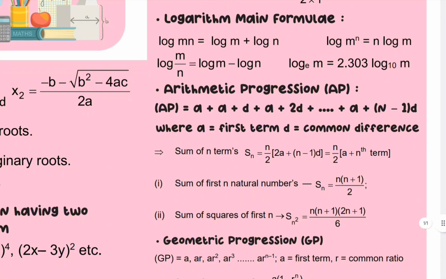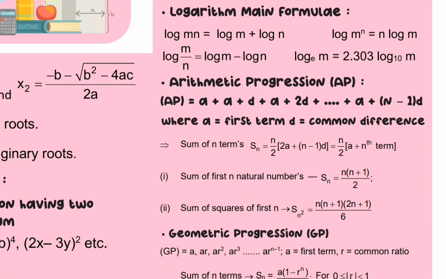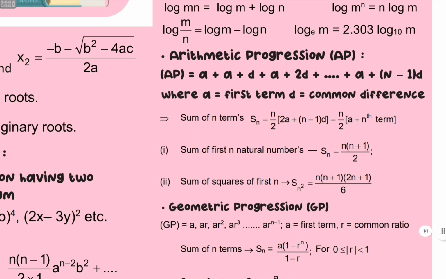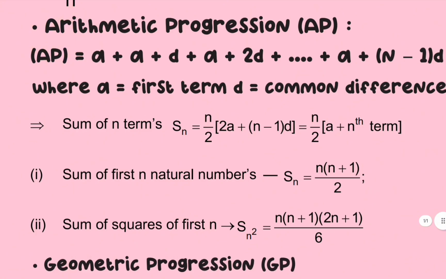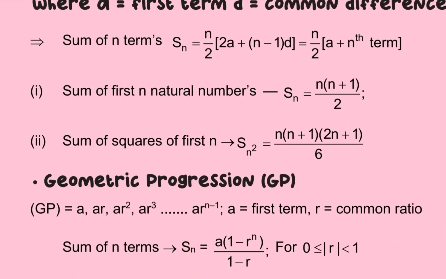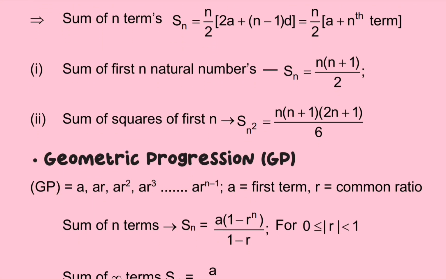Arithmetic progression. Arithmetic progression is a, a plus d, a plus 2d, a plus 3d, up to a plus n minus 1 d, where a is the first term and d is the common difference. The sum of n terms can be found by the formula n by 2 into 2a plus n minus 1 d, which is equal to n by 2 into first term plus nth term. Sum of the first n natural numbers is equal to n into n plus 1 by 2. Sum of squares of the first n numbers is n into n plus 1 into 2n plus 1 divided by 6.